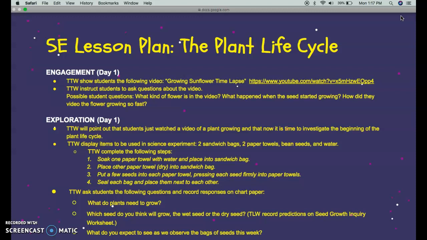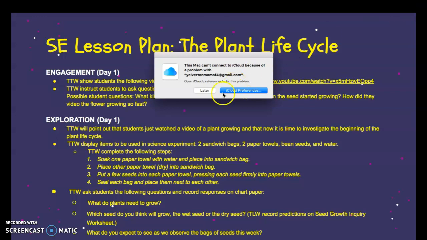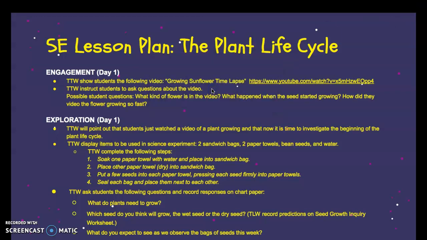And they will, each day, record their observations of their findings. The teacher will have a chart paper that day, and they will go ahead and decide what a plant needs and which seed do you think will grow, so their prediction on what's going to happen. They'll also have their own seed growth inquiry worksheet where they can do that, and then write what they expect to observe over the week.